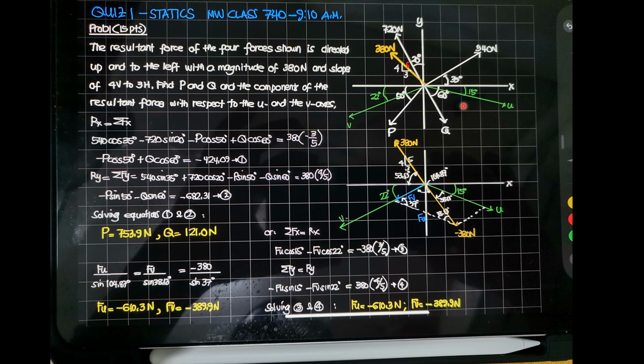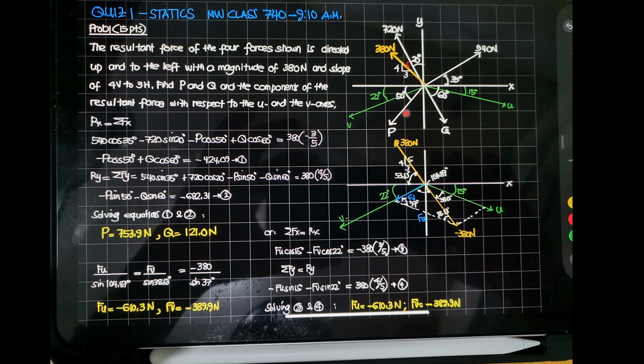The principle is that the x component of the resultant should be the sum of the x components of these four forces, with these unknown forces P and Q. Beginning with 540, the x component of 540 newtons is positive: 540 cosine of 35 degrees. Then the x component of 720 is going to the left, so it is negative. It is minus 720 sine of 20 degrees, opposite to 20.